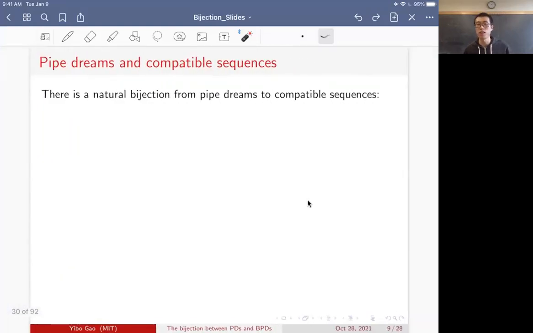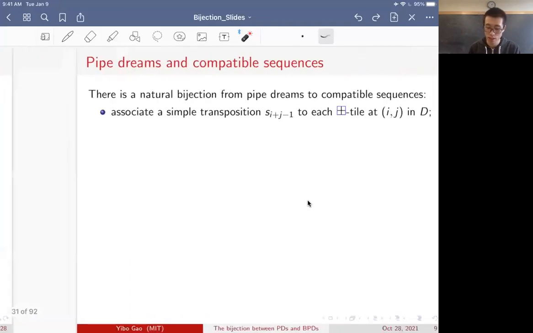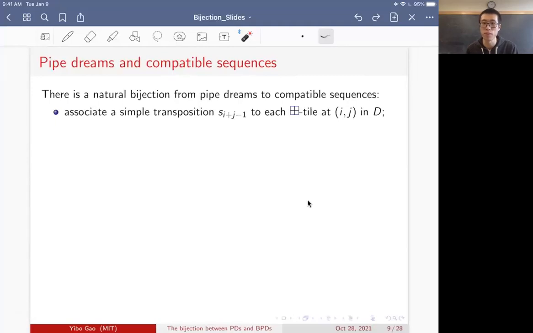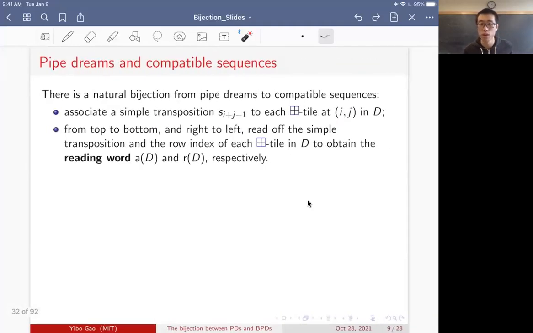So I just mentioned that these are really the same combinatorial objects because there's a very natural bijection from pipe dreams to compatible sequences. Let's say I have a pipe dream, and then I'm going to associate a simple transposition s sub i plus j minus 1 to each cross tile at coordinate ij. So a pipe dream is like a wiring diagram. So there's a natural choice of a simple transposition for each crossing, which in this case is given by i plus j minus 1. And then I have a certain ordering of this crossing. So this ordering will be used again later.